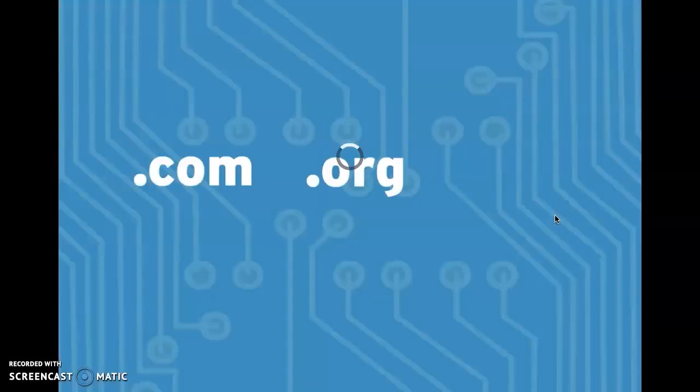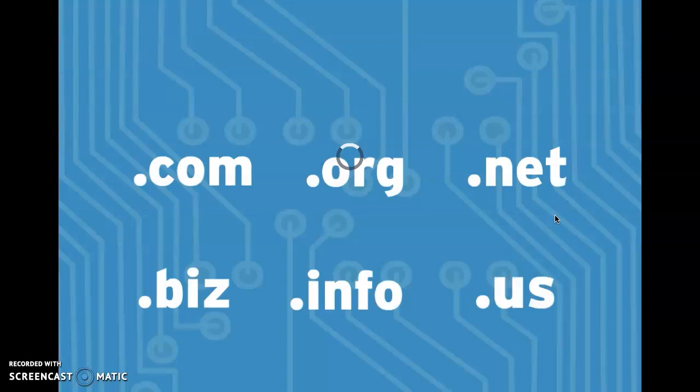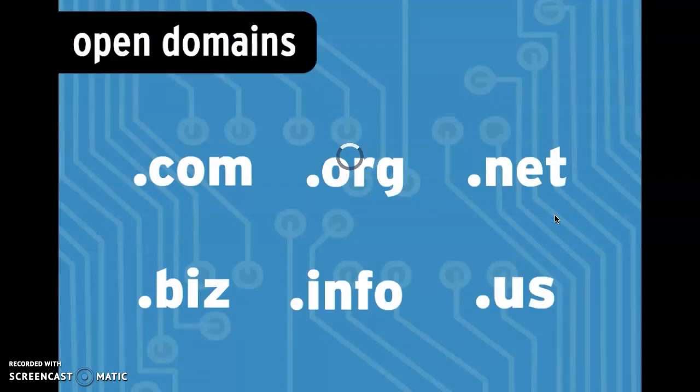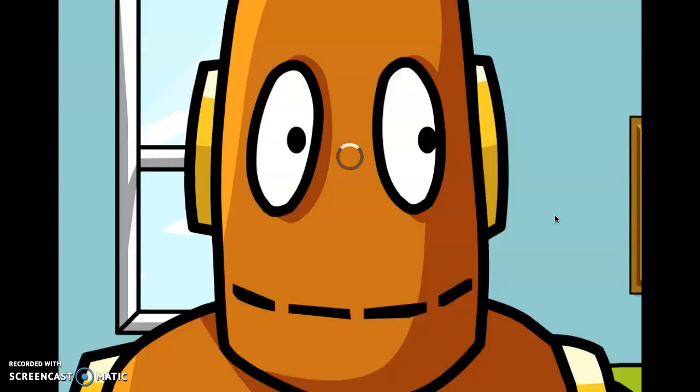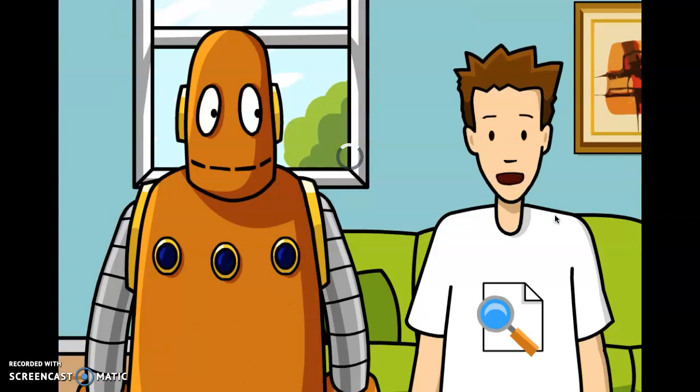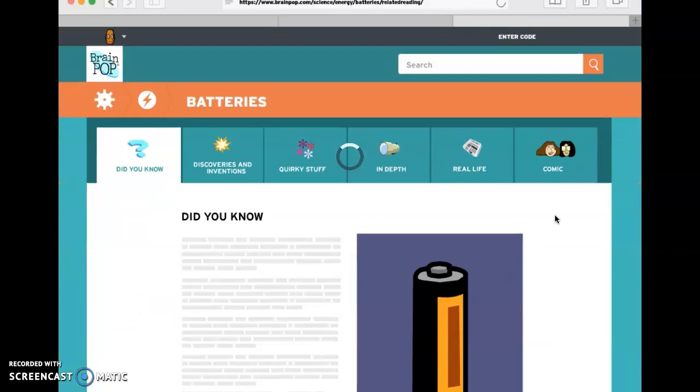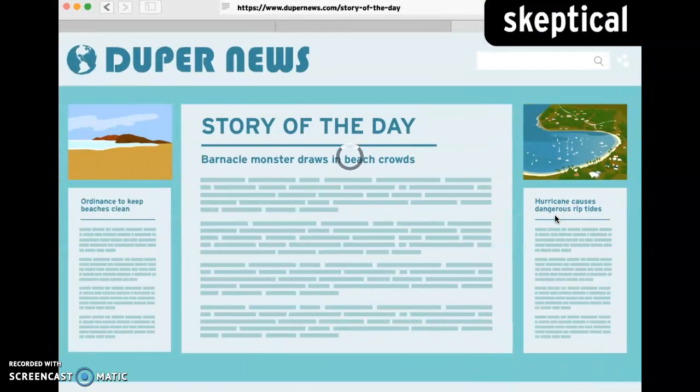Other common domains, .coms, .orgs, .nets, whatever, are open. That means any old person can buy one of these spaces and put whatever information they want there. That's true. Most popular open domain resources are reliable. Like BrainPop, we're a .com and we fact-check everything. But you need to be skeptical of sites you've never heard of before. That means you shouldn't accept what they say at face value.